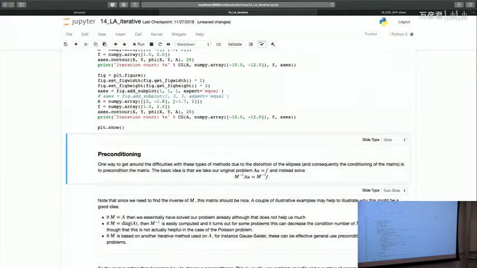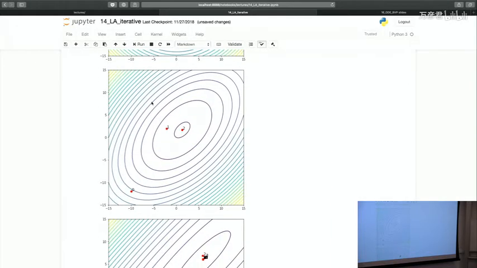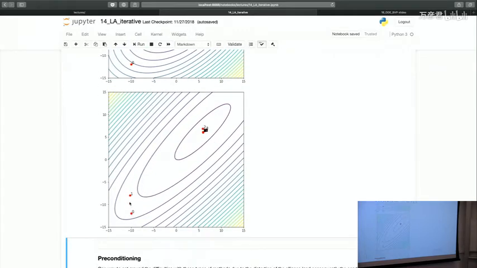And of course, if we actually look at the iteration count for the exact same problem, we see 0, 1, and 12 rather than 0, 8, and 67. So much quicker convergence. And you can see even for this problem, this is the initial guess. That's the first step. The second step is almost at the minimum already. So this is much better. We're choosing a slightly different direction. And that's really the key here.